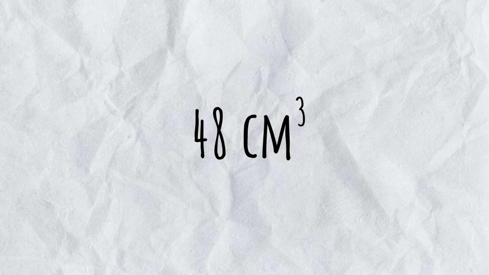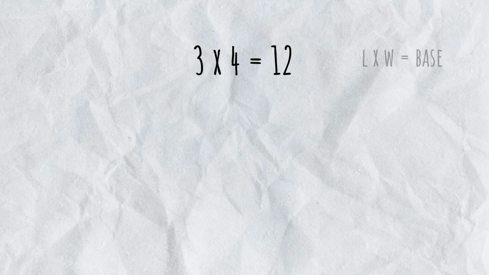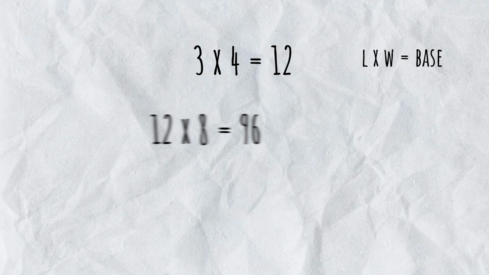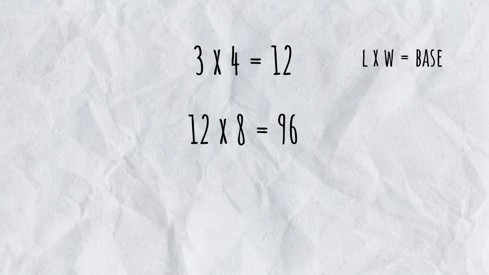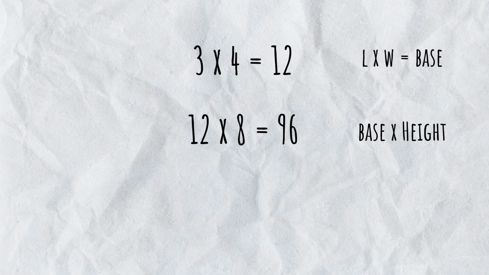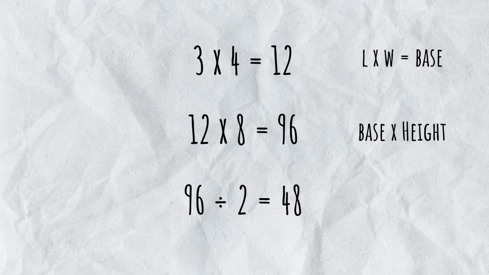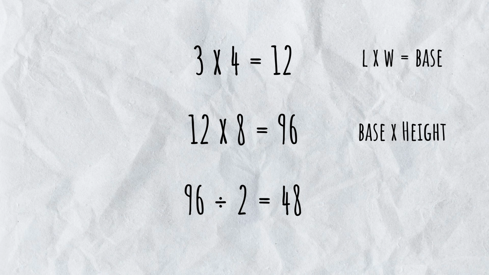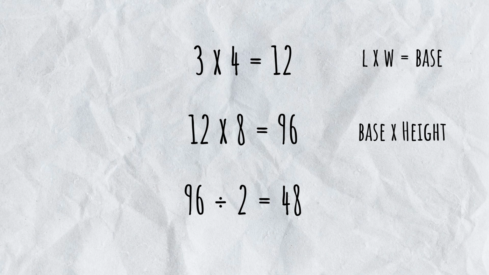And if you guys were able to work out that correctly, you should have got your answer of 48 centimeters cubed. And this is how you work it out. So first of all, we do 3 times 4, which equals 12. And then we do 12 times 8, which equals 96. However, we still need to divide the 96 by 2. So if we do 96 divided by 2, we get the answer of 48 centimeters cubed.